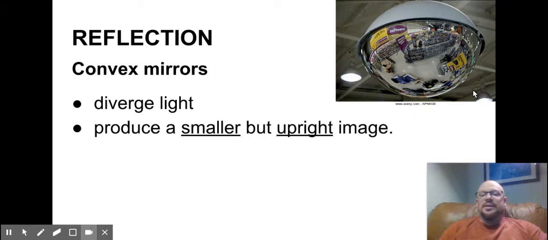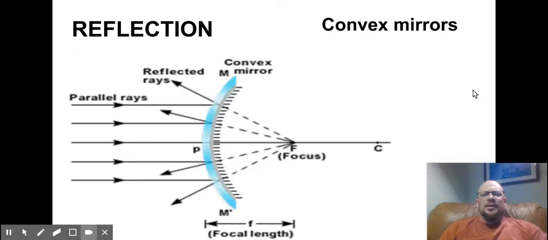These also are on side view mirrors of cars. If you look at the bottom of a side view mirror, it'll say image appears farther than, or image is closer than it appears in the mirror. That's because it's producing that smaller image that makes it look further away than what it really is. But you want that wide angle so you can see cars coming up beside you.